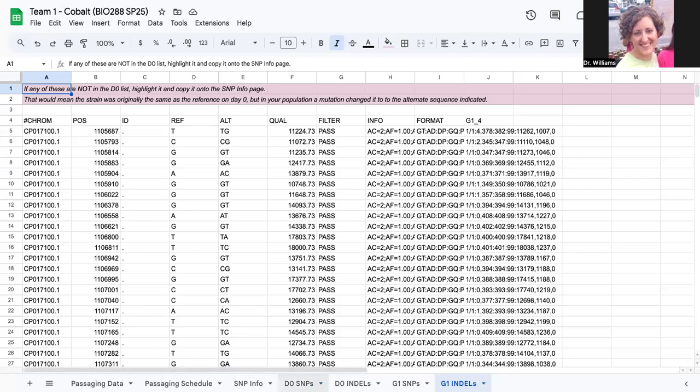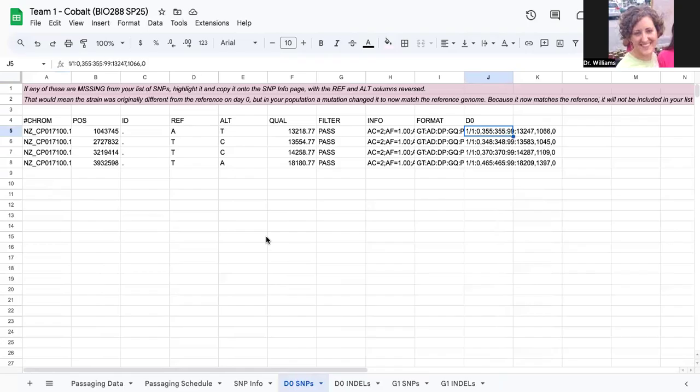The other thing you're going to do is look through the day 0 lists and see if any of those are missing from your final population. So I have these notes at the top. If any of these are missing from your list of SNPs, highlight it and copy it to the SNP info page, right? We care about that because that would mean that the strain was originally different from the reference, but in your population, a mutation changed it to now match the reference. And because it now matches the reference, it doesn't show up as a list of mutations. And so if any of these pre-existing differences from the reference get lost, again, those are changes that happen during your experiment that we care about.